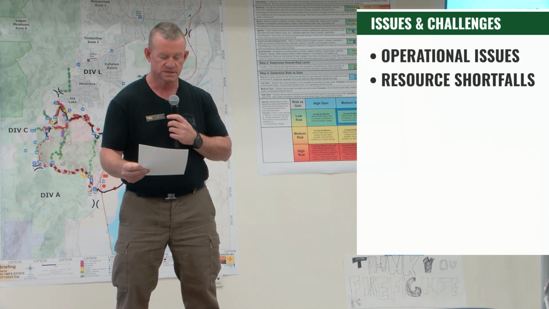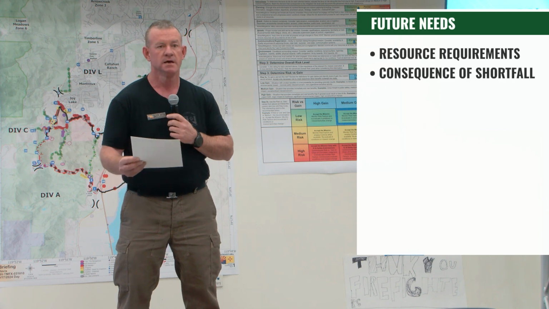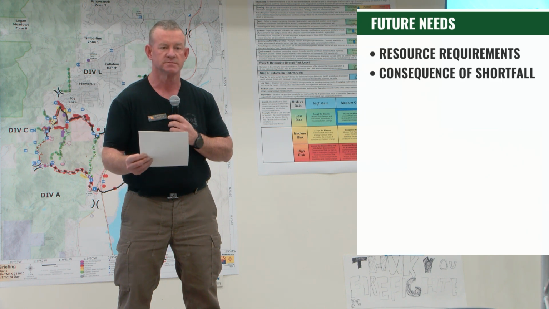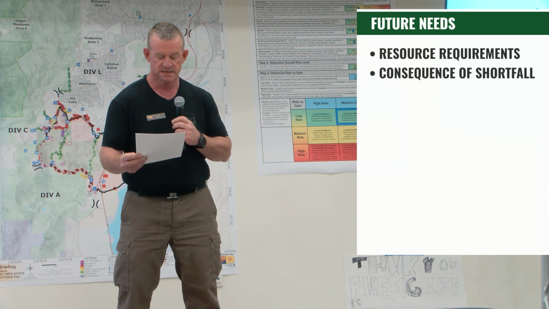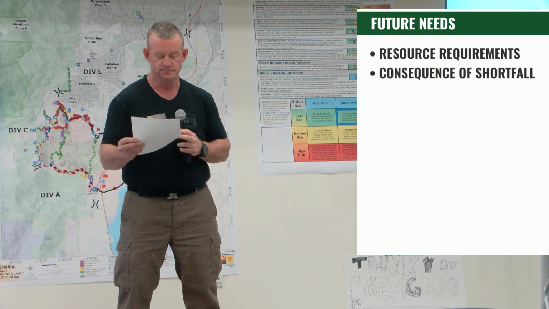All right, the next portion is future needs. So your resource requirements will be the first part of that, and you'll list any additional resource needs for the next operational period, including quantity and types. So, you need 2 Type 3 engines. You'd like 2 Type 6 engines. You'd like 1 Type 3 dozer, that kind of thing. An example would be requesting 2 additional Type 1 crews and 1 water tender for Division Alpha.